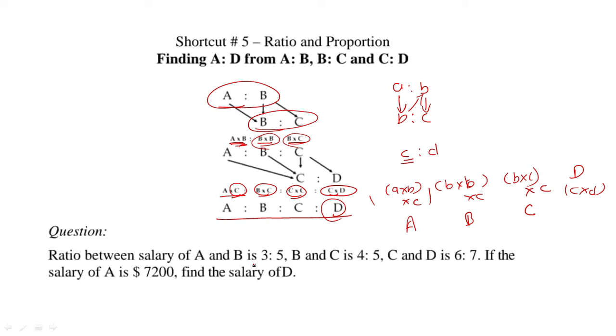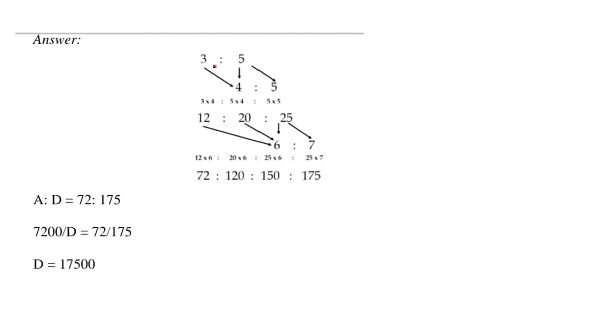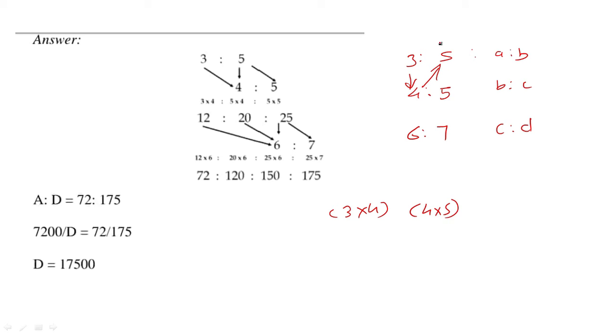Okay, so the problem said that the ratio of A and B is 3:5, B and C is 4:5, and C and D is 6:7. So what will be the complete ratio? It can be solved like this: 3:5, another is 4:5, and the next one is 6:7. So this is nothing but A to B, B to C, and C to D. So what we need to do, 3 into 4, just remember these arrows, then 4 into 5, and then 5 into 5.